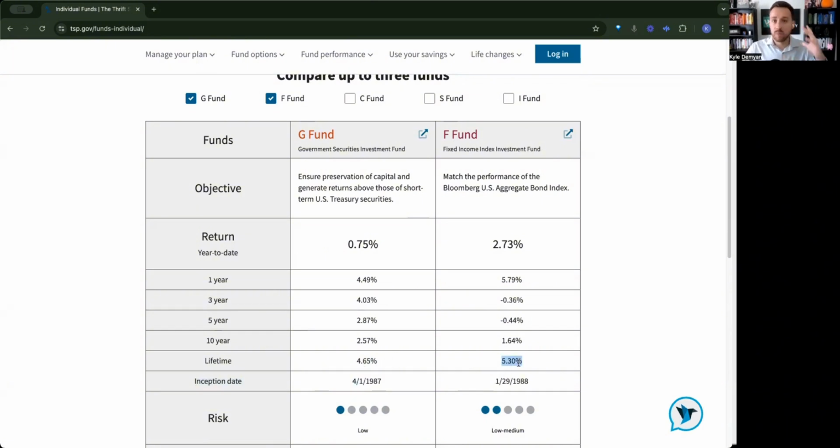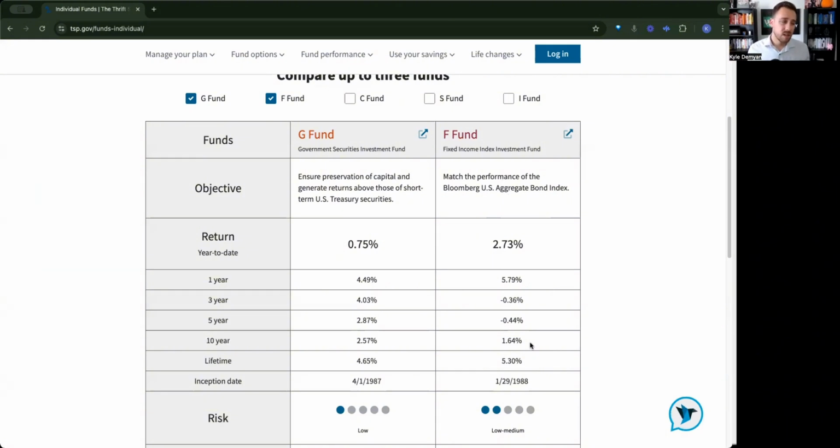However, and maybe this will be another video, but looking back at the G and the F fund over the last 10 years, they've only returned about 2.5 and 1.64% respectively. Now, the F fund, I realize I didn't talk about that just yet, but the F fund stands for the Fixed Income Index Investment Fund, which is based on the Bloomberg U.S. Aggregate Bond Index. The F fund, once again, has averaged 5% over its lifetime, but only 1.64% in the last 10 years. Now, that's important to know.